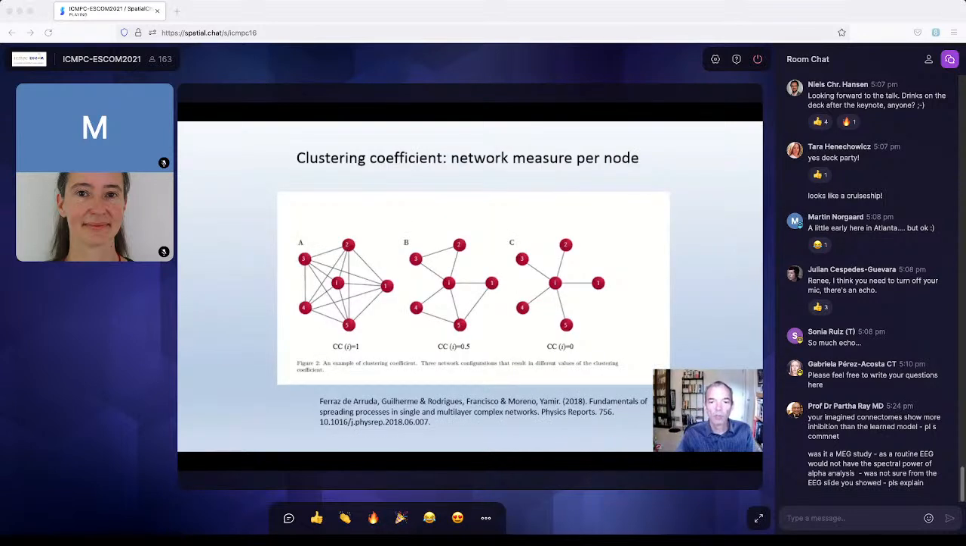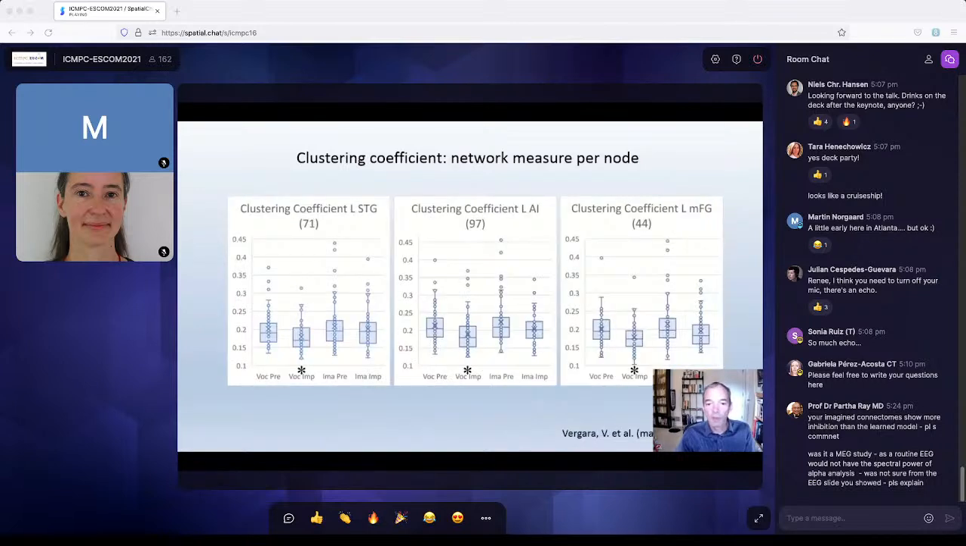We also looked at some graph theory measures within some of the nodes, and if you remember, the clustering coefficient is a measure of how much the neighbors are connected within a network. And we found that during the vocalization improvisation conditions, three of the ICA's independent components indeed showed a lower clustering coefficient than in the other conditions.